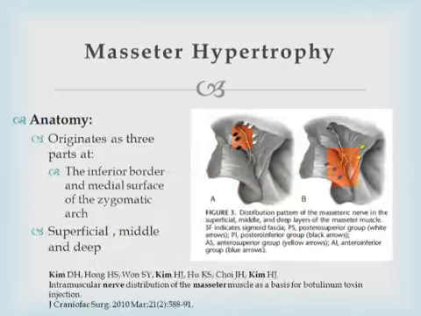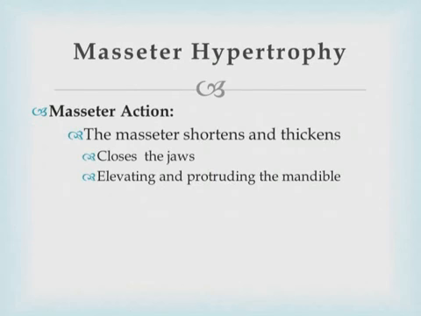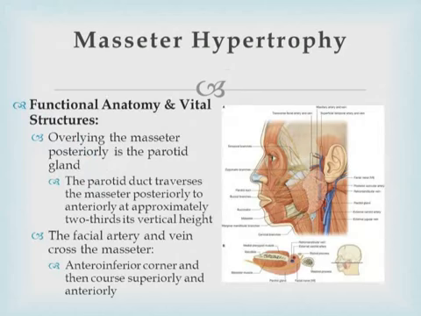Injection technique. Actually, the masseter has 3 heads: the superficial one, the middle one, and the deep head. The masseter's action is to shorten and thicken, to close the jaw and also to protrude the mandible forward.